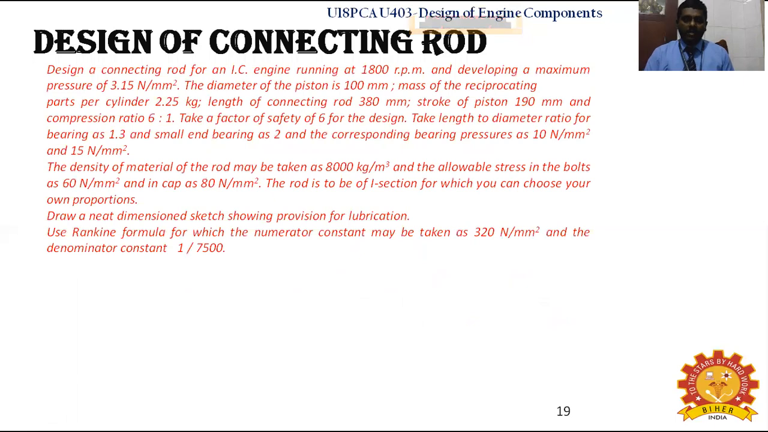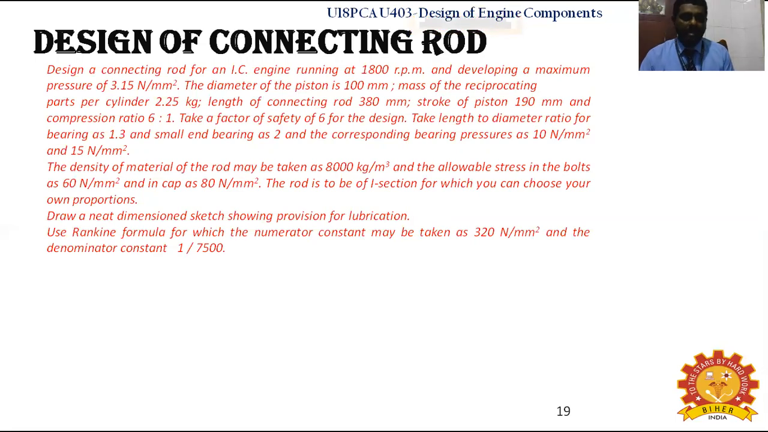Now we will see solving a problem by using the design procedure we have seen. So we are required to design a connecting rod of an IC engine that is running at 1800 rpm and developing a maximum pressure of 3.15 Newton per mm square. Diameter of piston is 100 mm, and the mass, small m, is given as 2.25 kg, and the length of connecting rod is given as 380 mm. So L value is given. So stroke of piston is 180 mm, and the compression ratio is 6:1. Anyway, compression ratio we are not using, it is superfluous data.